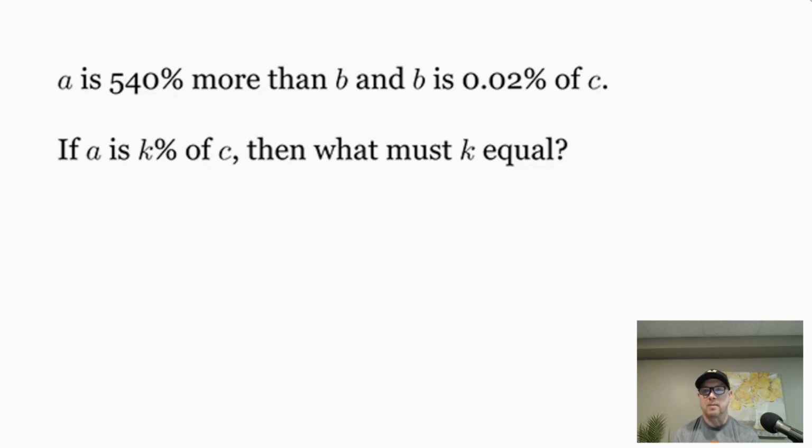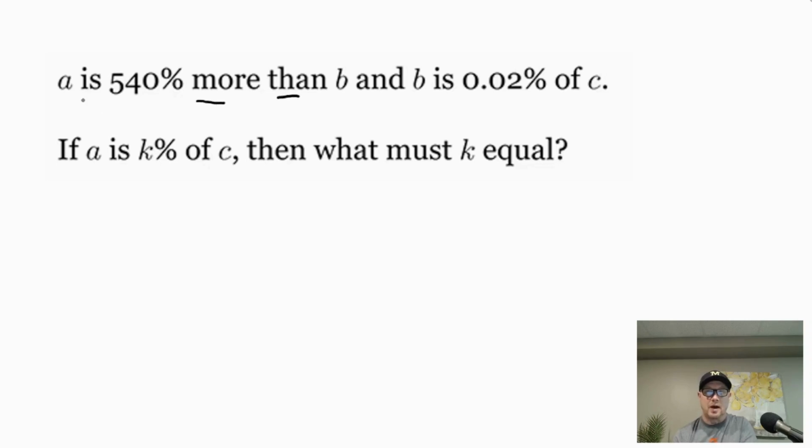All right, so in this problem here, we have A is 540% more than B, and B is 0.02% of C. If A is K% of C, then what must K equal? All right, so what I want to look for here is this keyword, more than.